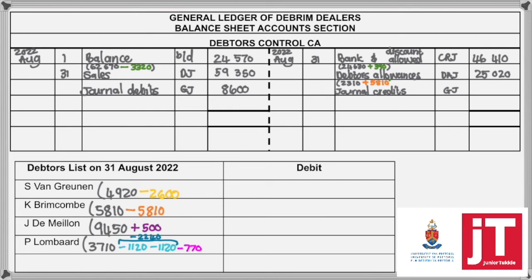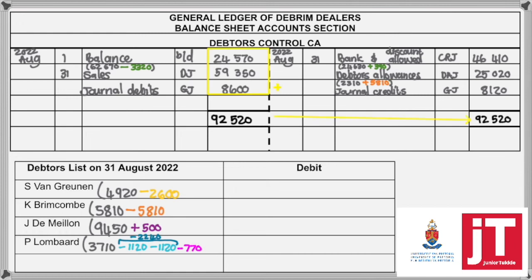Debtors allowances changed, so you must get your new total: 24,630 Rand plus the 390 gives you 25,020 Rand. And then your journal credits also changed from 2,110 Rand, adding 5,810 Rand, getting a new journal credit total of 8,120 Rand. Then you have to balance the debtors control account.